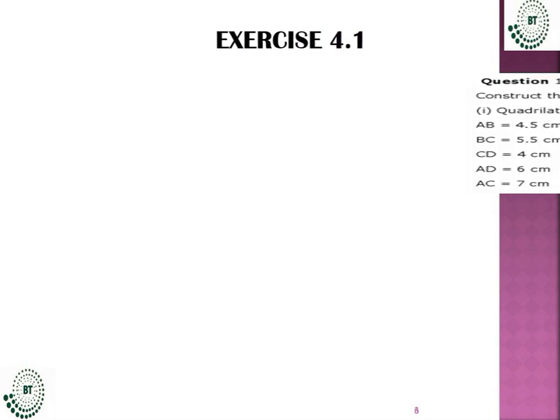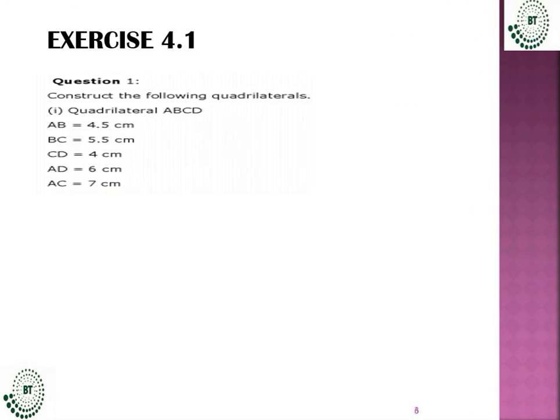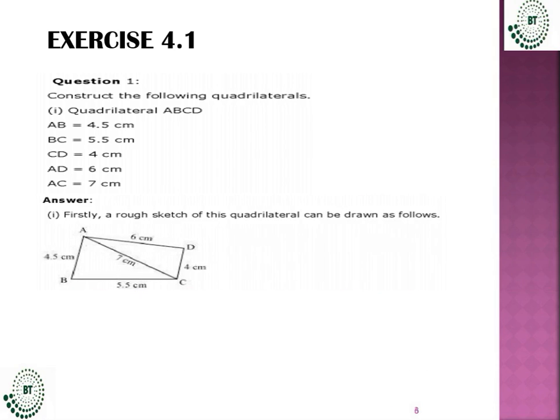Now let's take the questions of exercise 4.1. Question 1 is, construct the following quadrilaterals. First, we'll draw the first part. Quadrilateral ABCD, in which measurements are given as AB is equal to 4.5, BC 5.5 centimeters, CD 4 centimeters, AD 6 centimeters, and AC 7 centimeters.